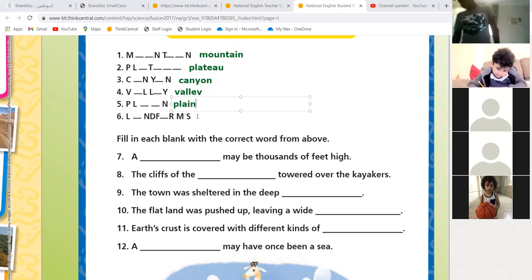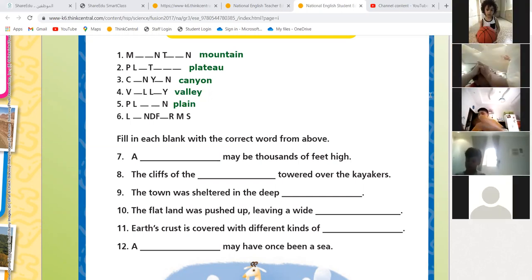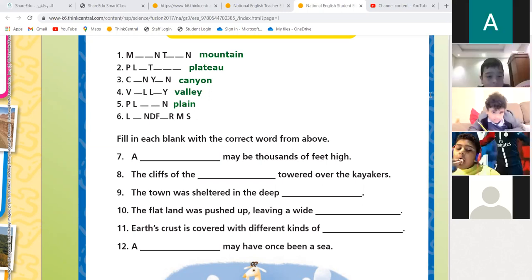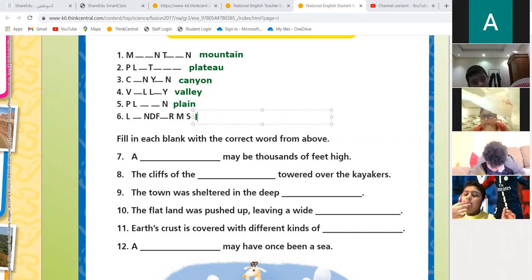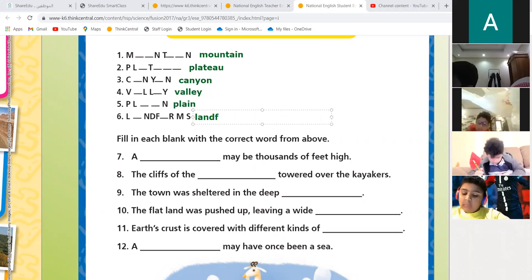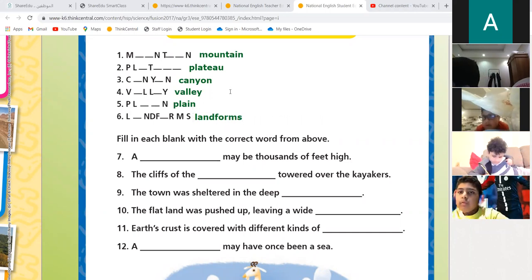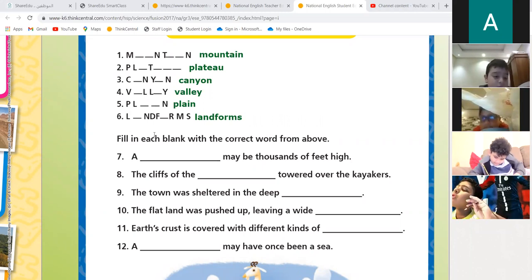Finally, number six. What is number six? Fahad, what is number six? Can you guess the word number six, Fahad? Land. Landforms. Thank you, Fahad. Landforms. Now, Khalid. Number seven. Number seven, Khalid.